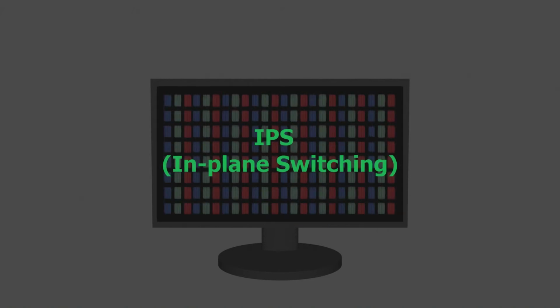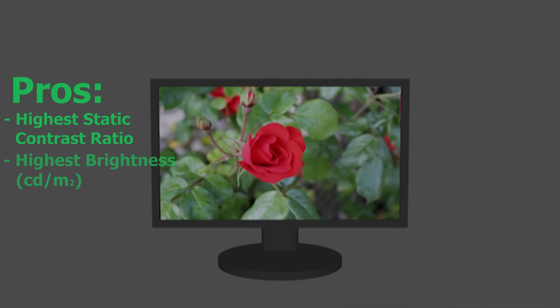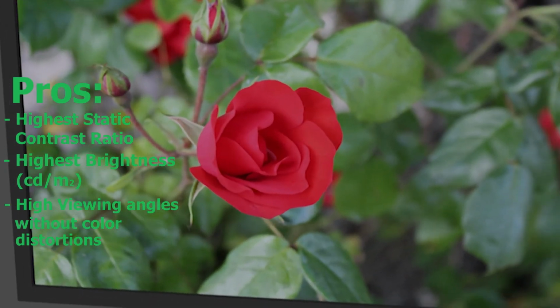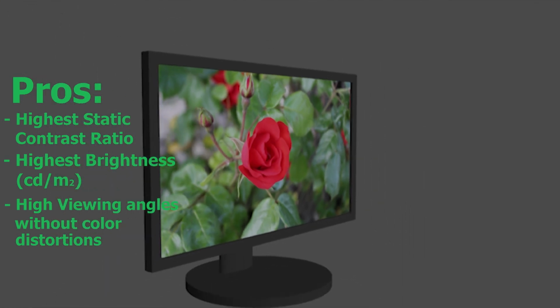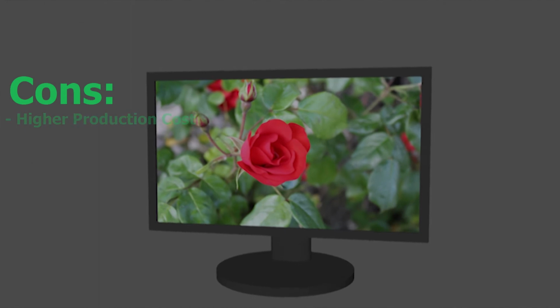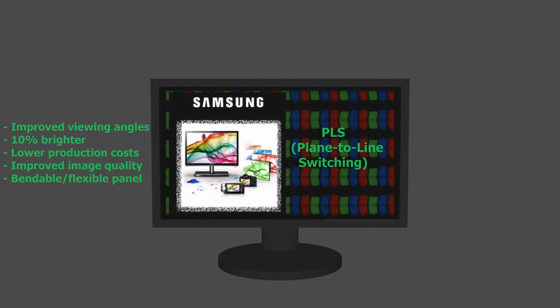An IPS, or in-plane switch panel, has the highest color contrast and brightness of all the panel types and does not suffer from color distortions or loss of brightness even viewed at extreme angles. However, IPS panels do cost more to produce and have the highest response time of all panel types out there. However, newer variations of the IPS panel, such as Samsung's PLS technology, now have response times closer to MVA panels.